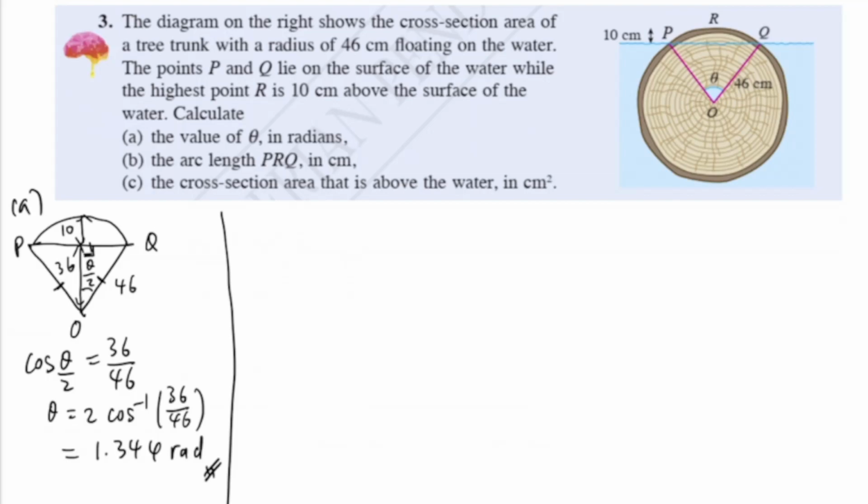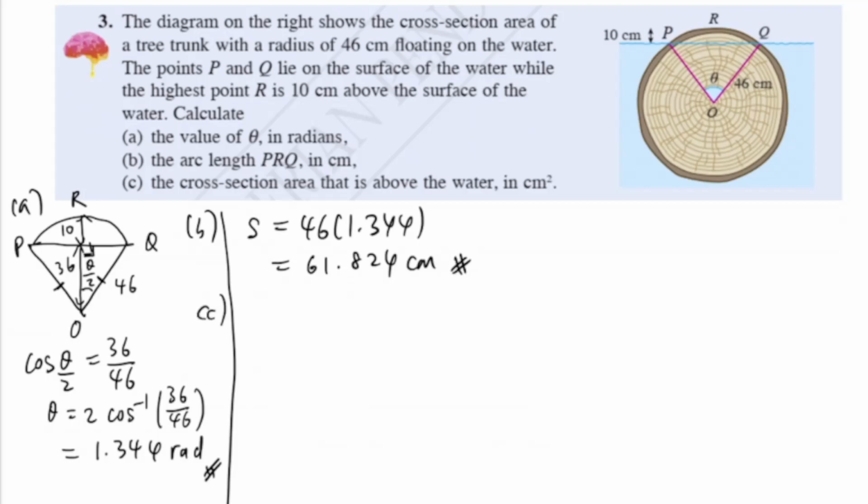Find the length of arc PRQ, which is the arc on top here. So very simple, we just use s equals r theta. My length of arc: radius is 46, theta is 1.344. Use your calculator, you will get 61.824. Yeah. All right. Part C.